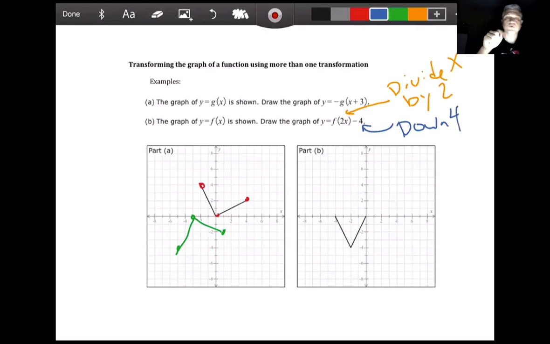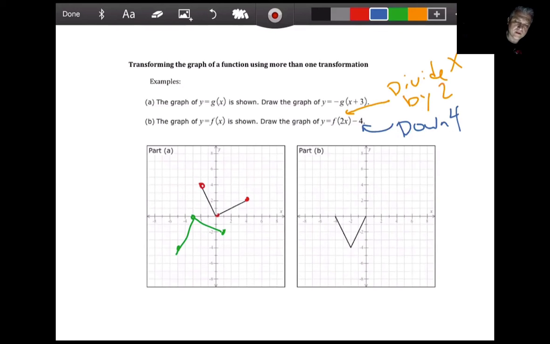If it were minus 4 on the inside, then it would be affecting the x like we did with the g of x. Then minus 4 would go to the right. But it's minus 4 outside of the parentheses, so it's going to affect my y. Minus is going to go down. Cool. So let's look at how we're going to draw our new graph.